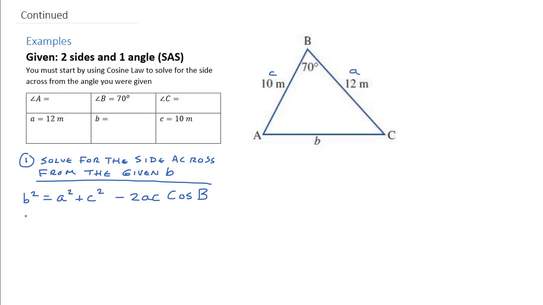All right, so here we go. B squared equals a squared, which is 12 squared, plus 10 squared, minus 2 times 12 times 10 times cos of 70 degrees. Now, here's where you might want to store numbers in your calculator, so just be really careful. Let me talk about what I would do here.